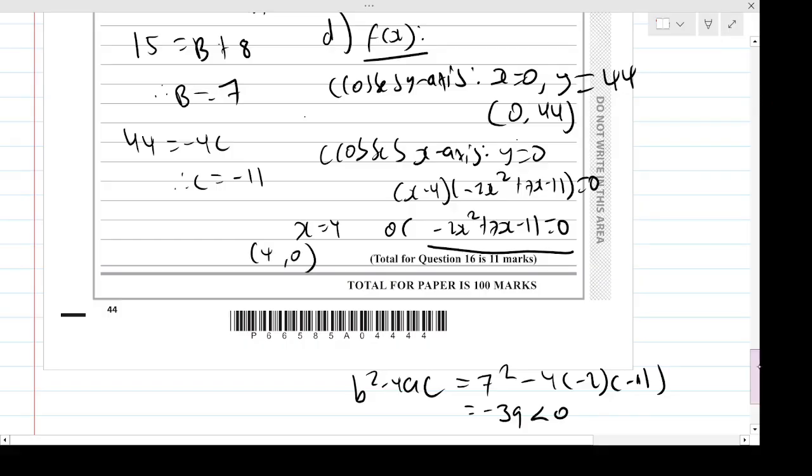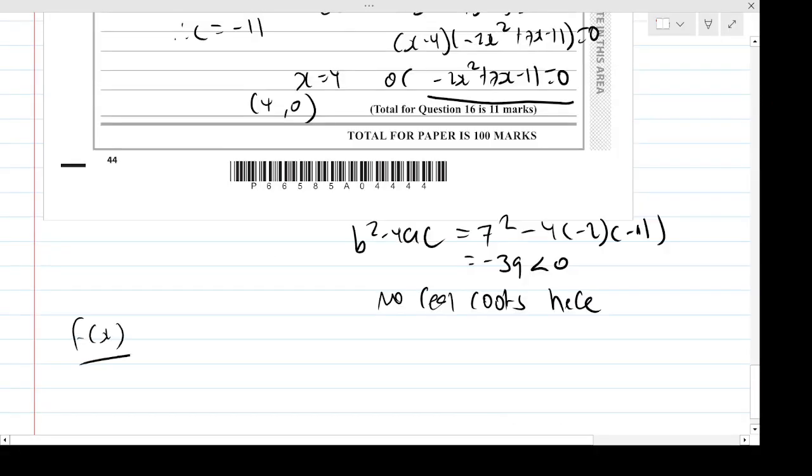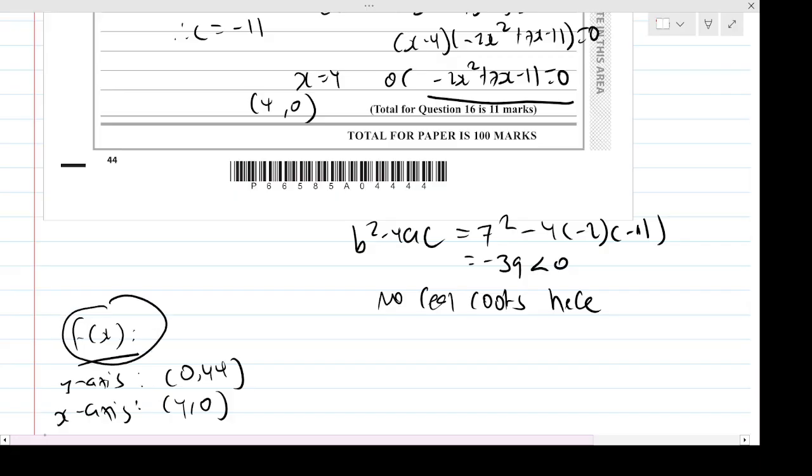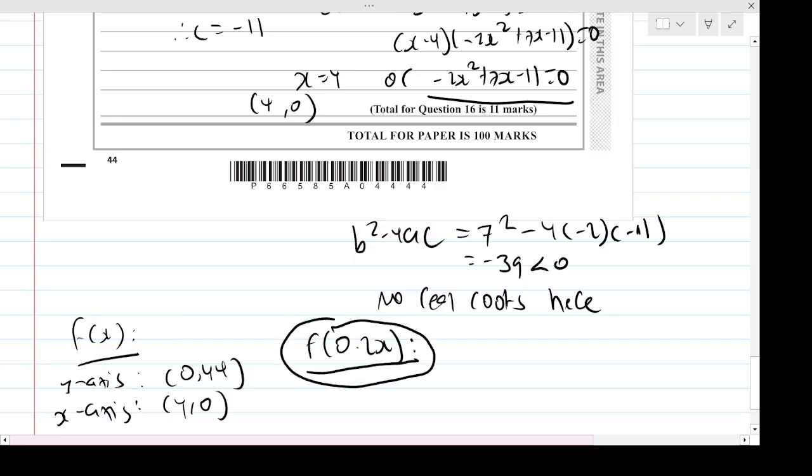So in summary, for f of x, it crosses the y-axis at the point 0, 44, and the x-axis at 4, 0. That's where it crosses each axis, that's what we just discovered. But that's for f of x. Now, the question said f of 0.2x. Where would this new function cross the same axes, the y and x axis, when now it's not f of x, but f of 0.2x?